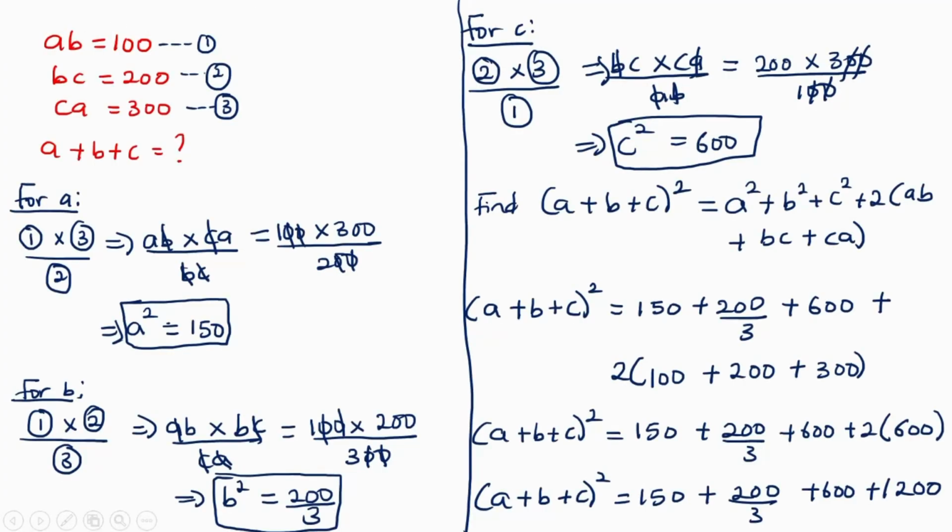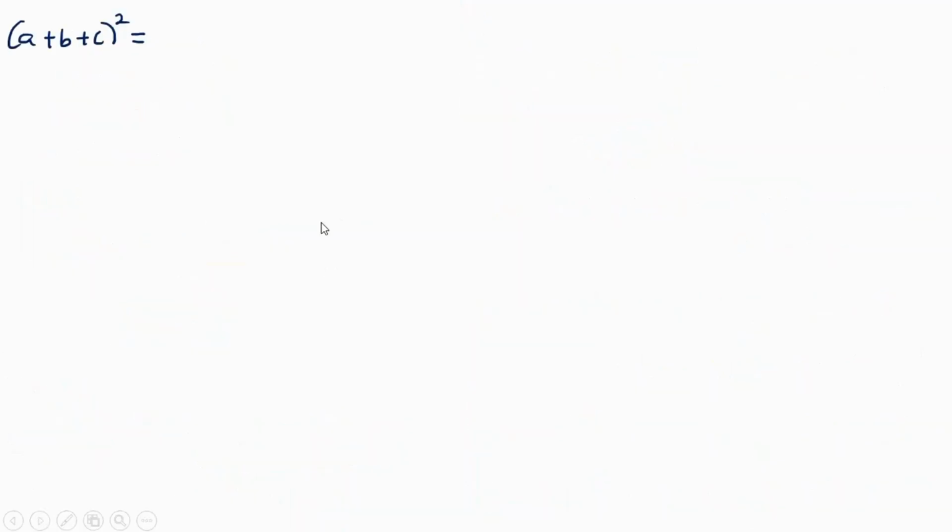And from here, we have that (a plus b plus c) all squared is equal to, so let's simply come back here. Now I want to simply add all of this together. I want to add 150 plus 600 plus 1200 together. So let's simply come back here and we do that. So we are going to add, so we have this to be 150 plus 600 plus 1200 plus 200 over 3.